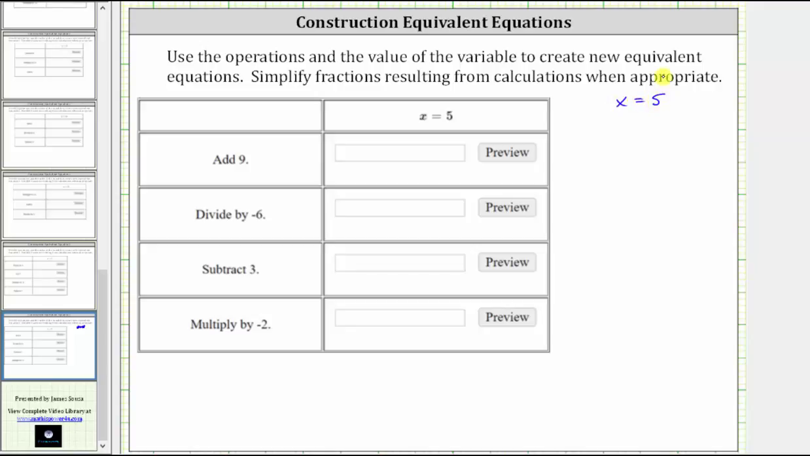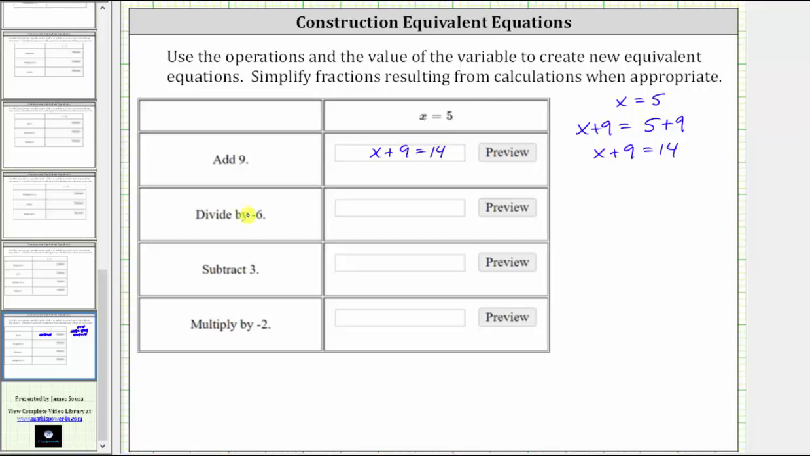And the first operation is add 9. To create an equivalent equation, we need to perform the same operation to both sides of the equation, and therefore we begin by adding 9 to both sides of x equals 5. This gives us x plus 9 equals 5 plus 9. On the right side, 5 plus 9 is equal to 14, giving us the equivalent equation x plus 9 equals 14. Notice the solution of x plus 9 equals 14 is x equals 5.